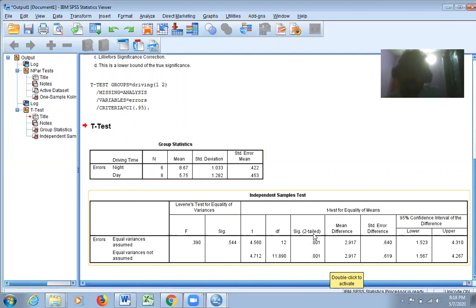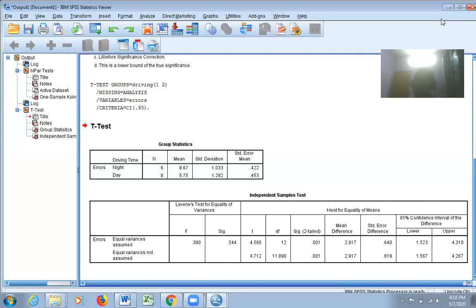But as I told you, inferential statistics will help you to get the projected mean of the population also. So what would be the mean of the population? To know that, you come to the last part of this table, 95% confidence interval of the difference, lower, upper. It means that, actually we have not taken the population, but if we conduct the study for the entire population, the population mean may lie between 1.523 and 4.310. So this is what the independent sample t test is all about.